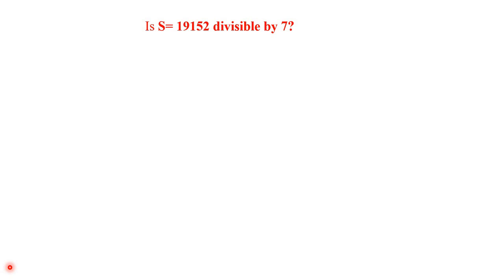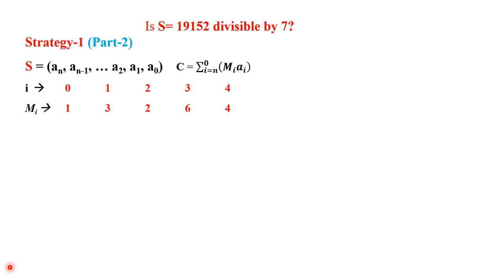So let us start with an awkward question: is this 5-digit number 19152 divisible by 7? So already we have had two strategies, 1 and 2, and we'll apply both for this number for P equal to 7. First, strategy 1, that we have discussed in Part 2 actually.